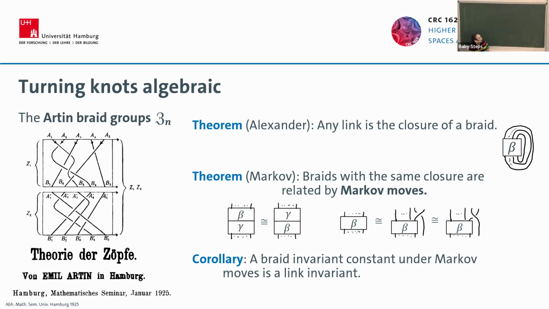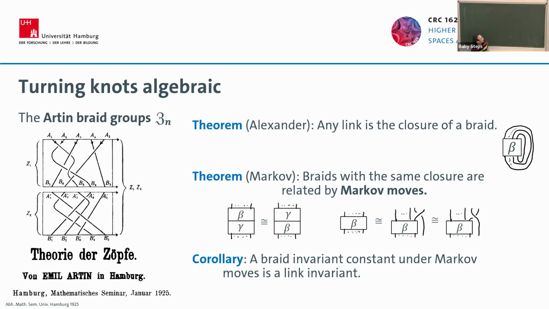Braids have the same closure if and only if they're related by a finite sequence of such moves. What are they? You can conjugate braids. And there's also a type of move which allows you to change the number of braid strands. If you think about what this move does, after you close up, you see that they're related by Reidemeister 1 moves.